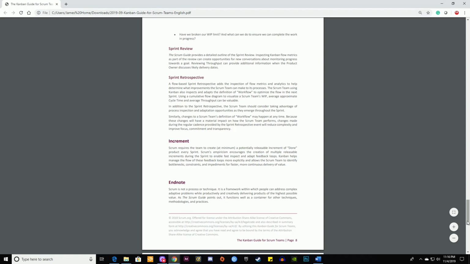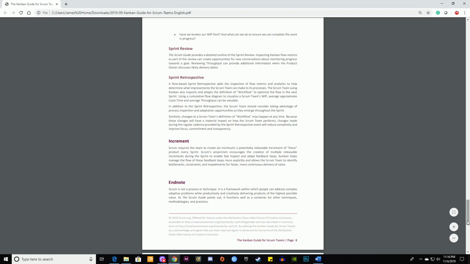Similarly, changes to the Scrum team's definition of workflow may happen at any time. Because these changes will have a material impact on how the Scrum team performs, changes made during the regular cadence provided by the sprint retrospective event will reduce complexity and improve focus, commitment, and transparency.